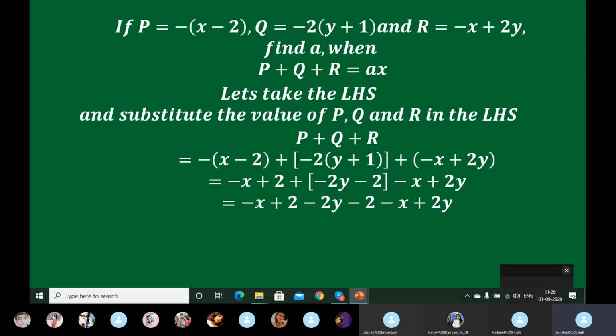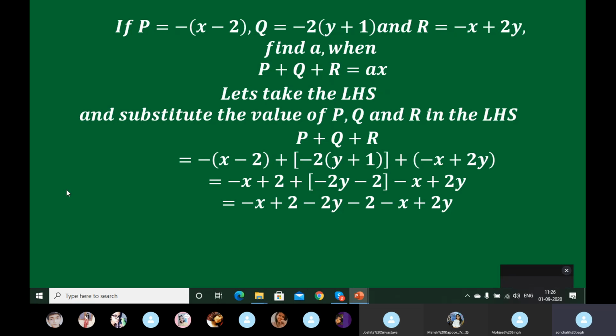So now we will open the square brackets because we are left with the square bracket. On opening, because there was only a plus sign before the square bracket, there was no change in sign. So minus 2y minus 2. Now the expression becomes minus x plus 2 minus 2y minus 2 minus x plus 2y. Minus 2 and plus 2 can be cancelled, because plus a minus a is 0. If we add and subtract the same value, plus a minus a gives us 0. So we are using that law.